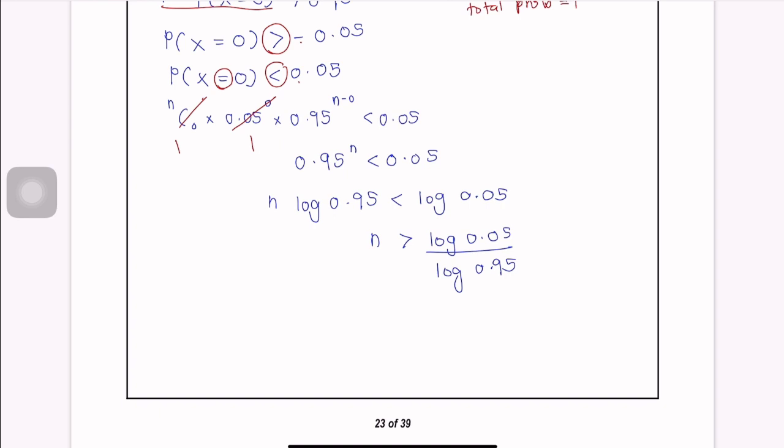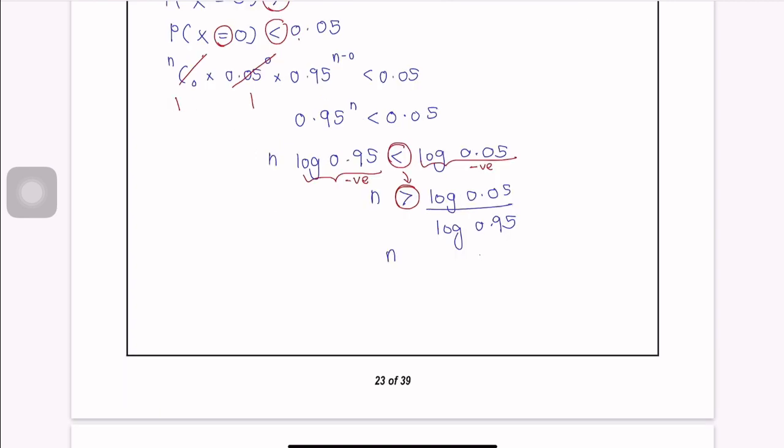Please notice here we have less than, but when we rearrange this to the right hand side, we change it to greater. Why is that? Because if we press the calculator, we'll get that this one is negative and this one is also negative. So to omit the negative, we need to change the sign from less than to greater than. n greater than 58.4. So what is n? n equals 59. Why is it 59? 58, 59, so 58.4 is somewhere here. So greater than 58.4, what is the integer? 59. So that's why n is 59.